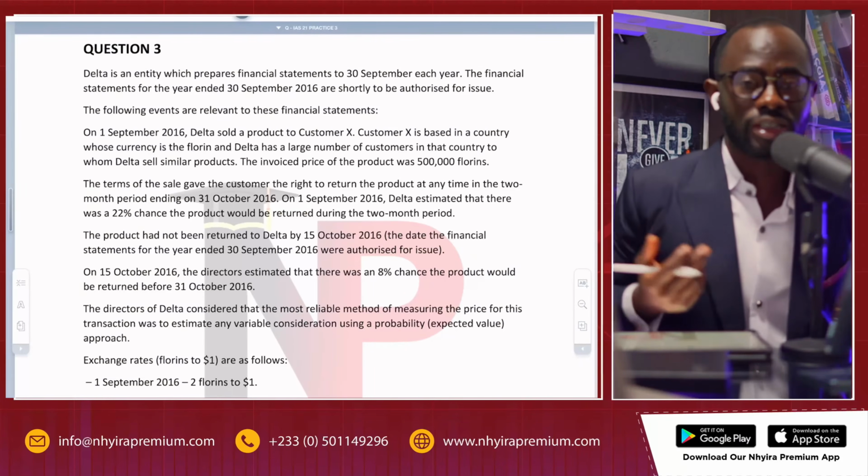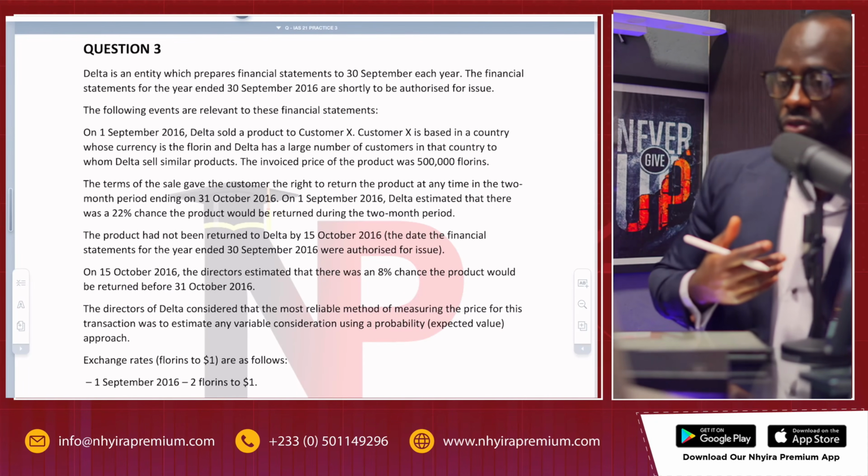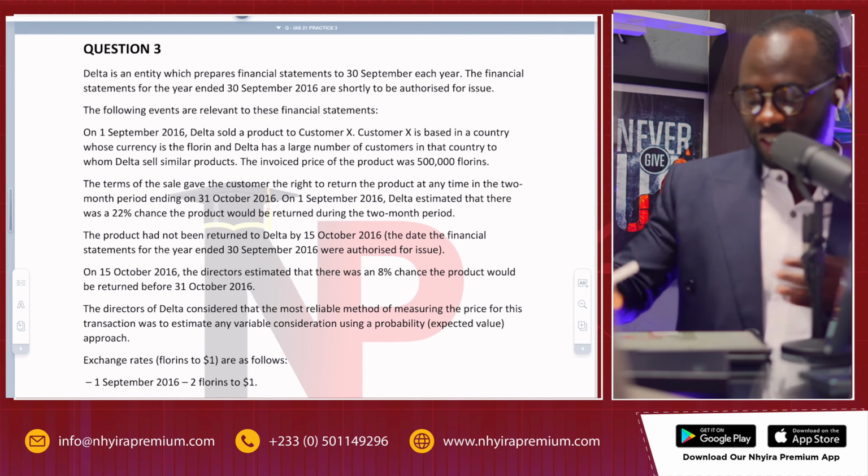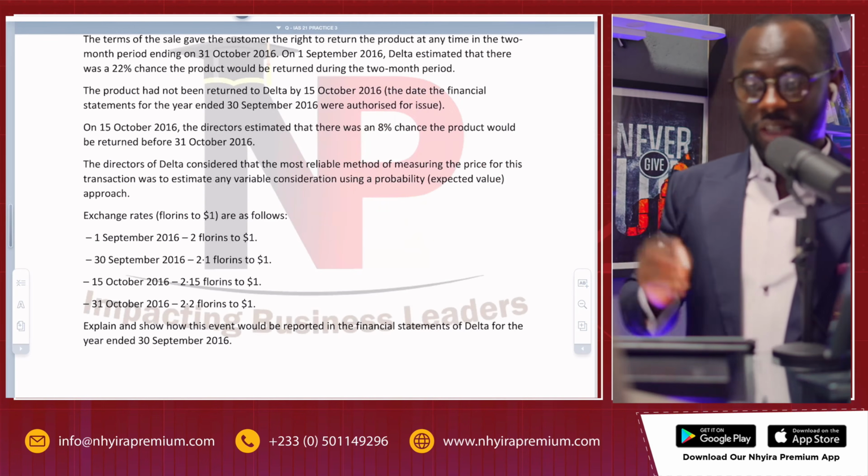So there we go. This is another question that we want to really look at and see what we can do in this particular case. So let's see the question we have here. So the requirement here is pretty simple.